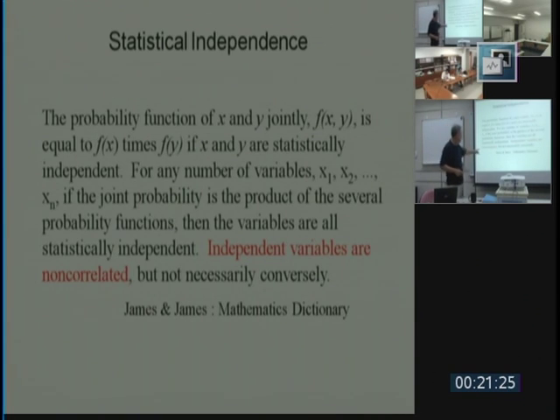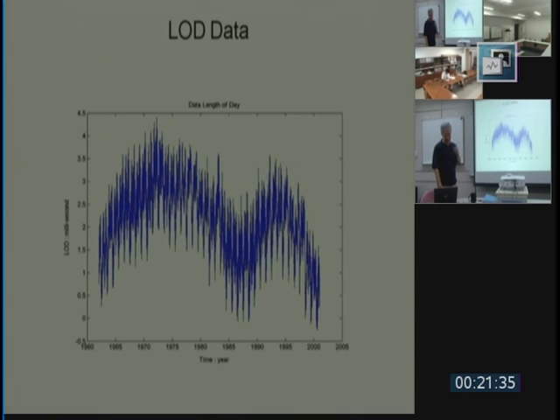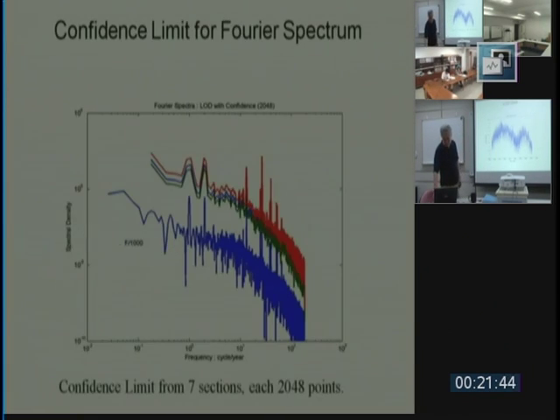Independent variables are definitely uncorrelated, but uncorrelated may not be independent. For example, we'll demonstrate the confidence limit based on this simple data here. Now, if we take this data and do a Fourier transformation, you don't get just one answer. You get many, many answers, depending upon how you handle the data. If you take the whole data and put it in a Fourier transformation, you get this.